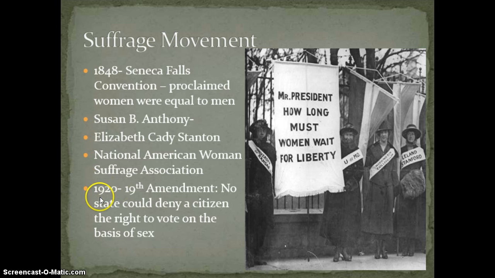And finally, 72 years later, in 1920, you get the 19th Amendment. The 19th Amendment states that no state can deny a citizen the right to vote on the basis of sex or gender, meaning male or female. So now not only do African Americans have the right to vote, but so do women under the 19th Amendment, 1920. Okay, this is really important to remember. Remember, suffrage is women's rights.